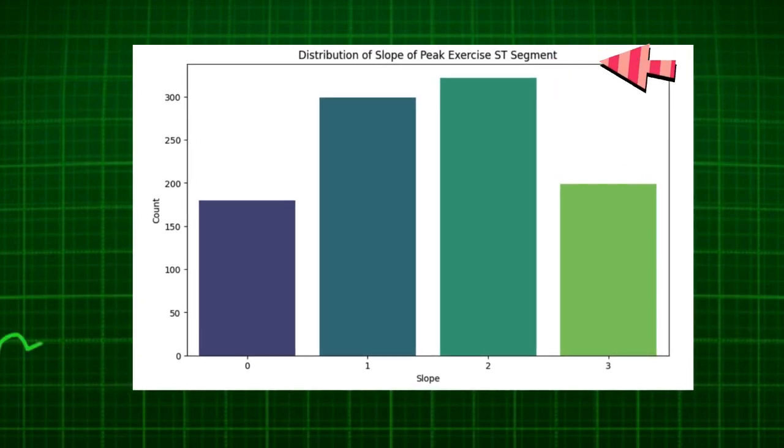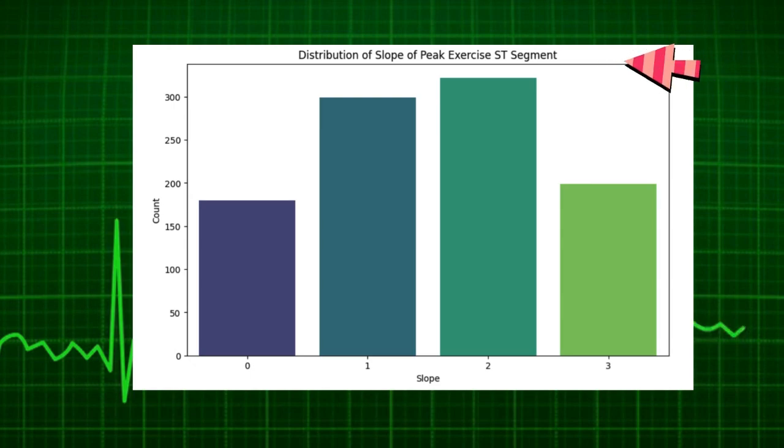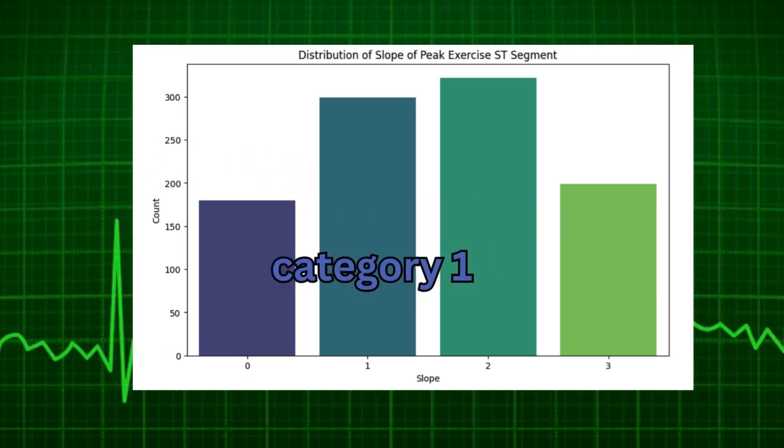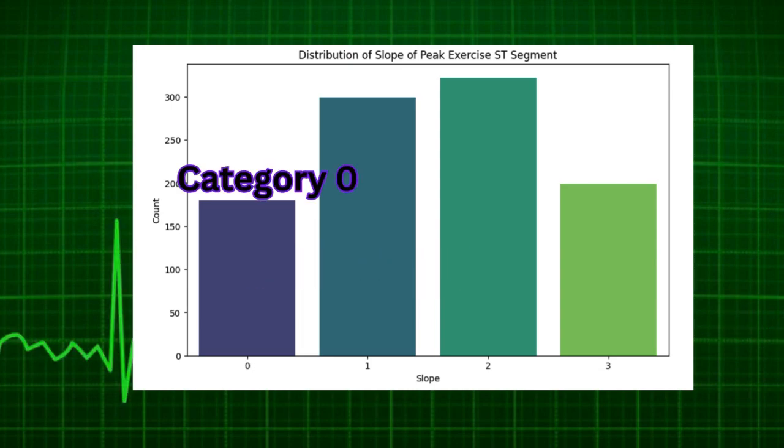Here, we're looking at the distribution of the slope of the peak exercise ST segment, which is a crucial feature in assessing heart health. The x-axis represents the slope categories, ranging from 0 to 3. The y-axis shows the count of individuals in each category. We observe that Category 2 has the highest count, followed closely by Category 1. Category 0 has the lowest count. This distribution helps us understand how common each slope category is among the individuals in our dataset, providing insights into the prevalence of different types of ST segment slopes during peak exercise.